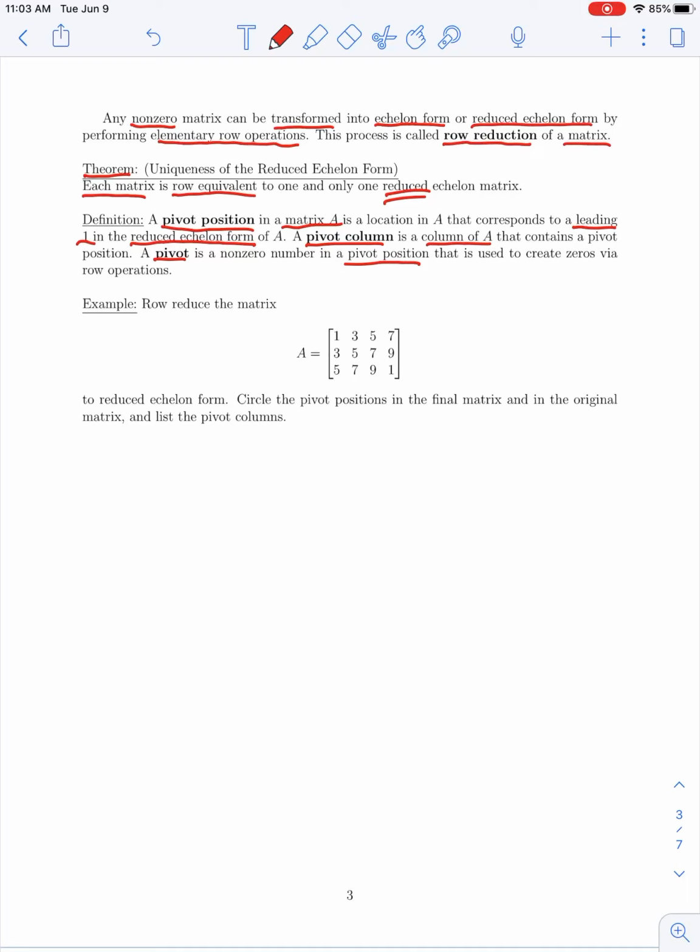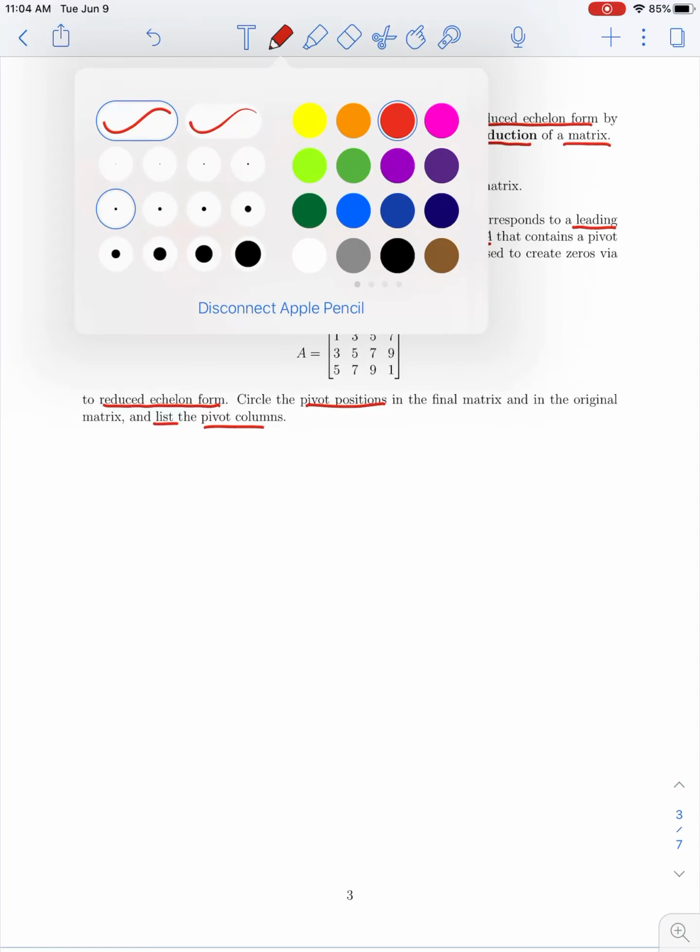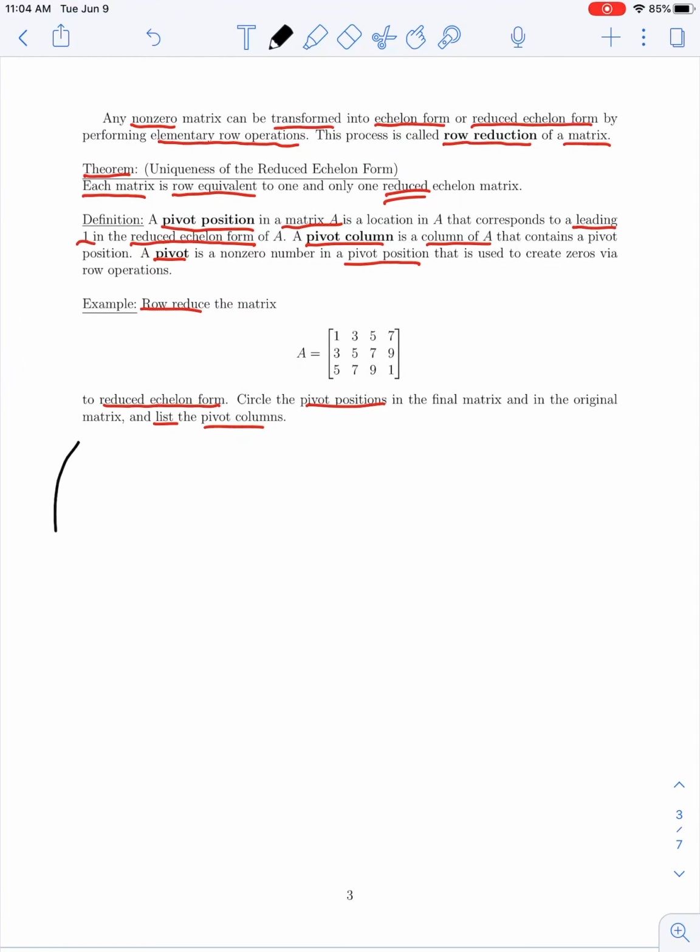So as an example, let's look at the following. Here we are given a matrix A, which is clearly not in echelon form, nor reduced echelon form. We are asked to row reduce this matrix to reduced echelon form, and then circle the pivot positions in the final matrix and our original matrix, and list our pivot columns. So here, let's start by rewriting our matrix below so that we can perform some row operations on it.